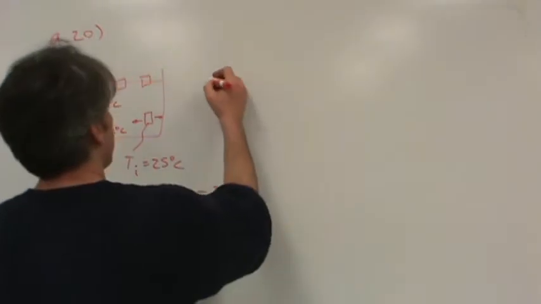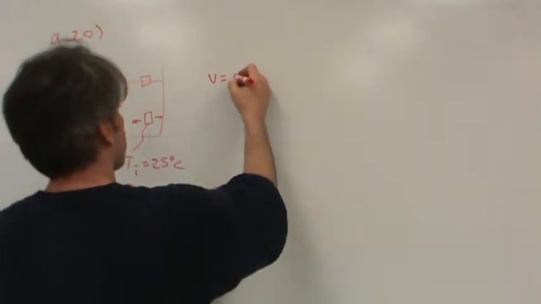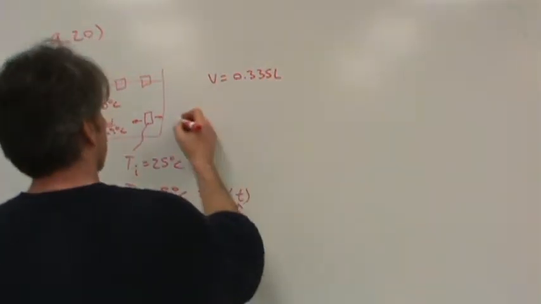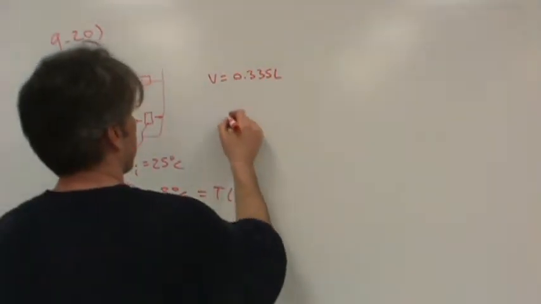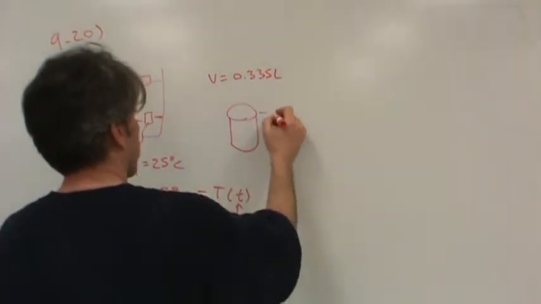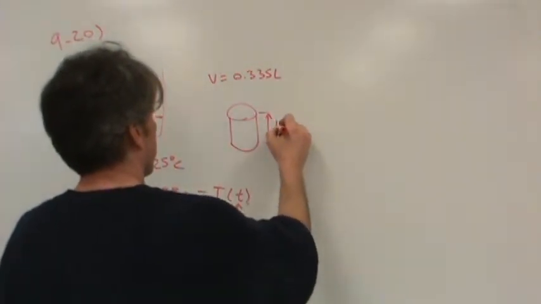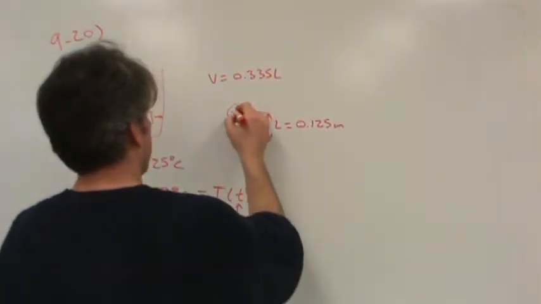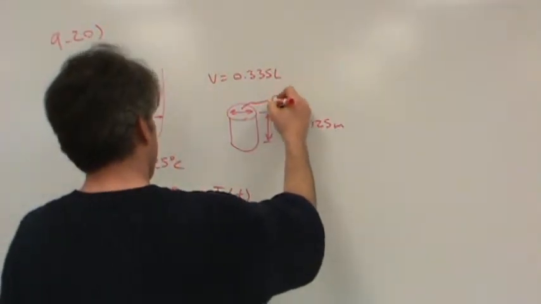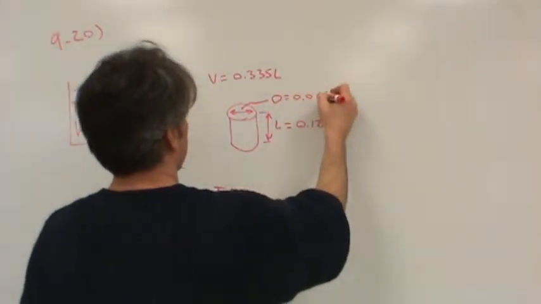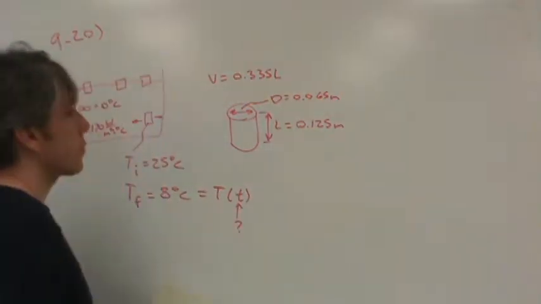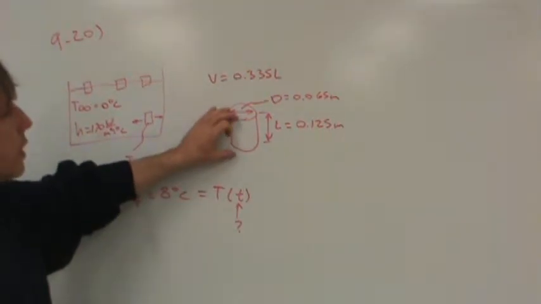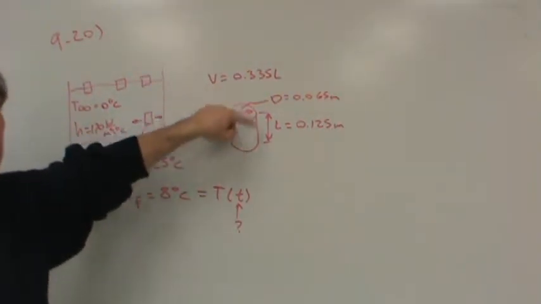Now the volume of the can or the drink was given as 0.335 liters. And the length of the can, if we were to look at the can, just make a sketch of it, the height of the can, L is 0.125 meters, and the diameter of the can, D, is 0.065 meters. Now, if you go and you calculate the volume of this cylinder, you'll find that it's more than this volume. Now, why the difference between the two?